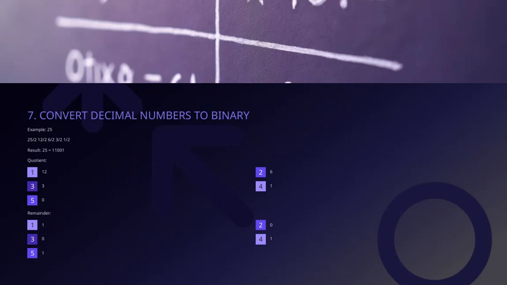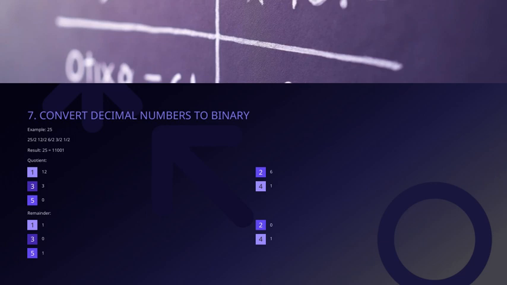Let's walk through how to convert a decimal number, like 25, into its binary form. First, we divide 25 by 2, which gives us a quotient of 12 and a remainder of 1. Then, we take the quotient 12 and divide it by 2 again, resulting in a quotient of 6 and a remainder of 0. Continuing this process, 6 divided by 2 gives us 3 with a remainder of 0, and 3 divided by 2 gives us 1 with a remainder of 1. Next, dividing 1 by 2 yields a quotient of 0 and a remainder of 1.